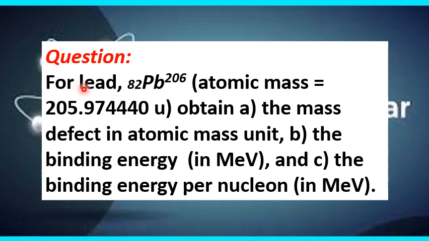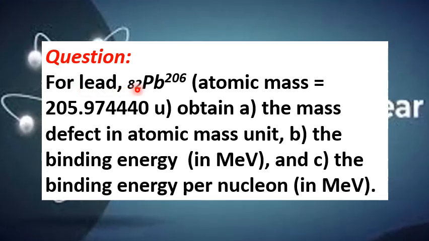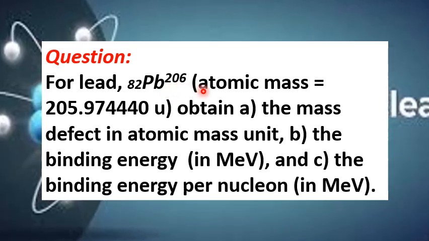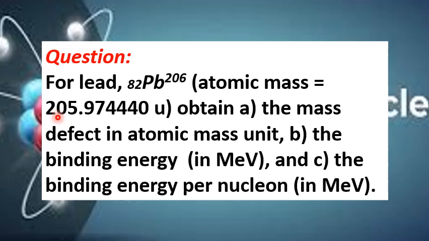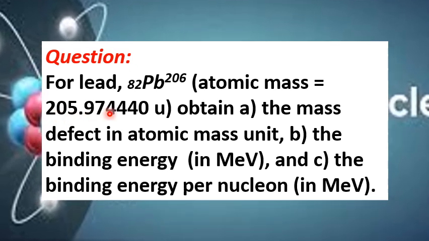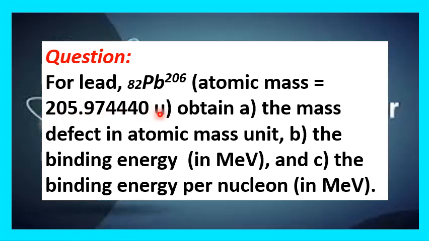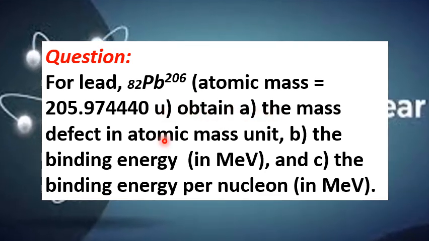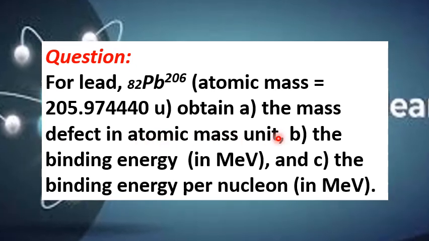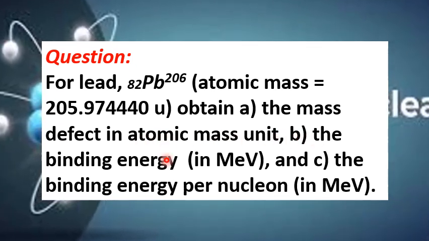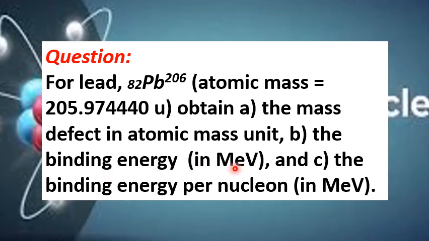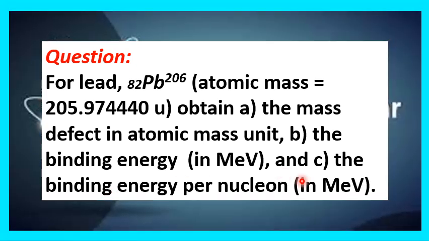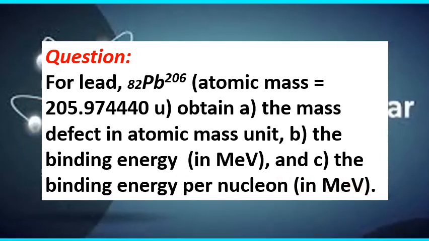The question is, for lead with atomic number 82 and mass number 206, or with an atomic mass equal to 205.974440 atomic mass unit, obtain letter A, the mass defect in atomic mass unit, letter B, the binding energy in million electron volts, and letter C, the binding energy per nucleon, also in million electron volts.